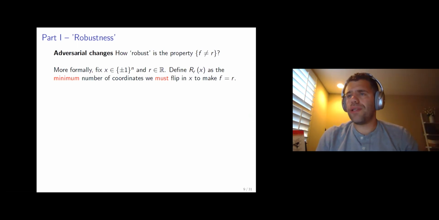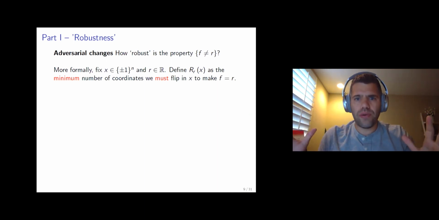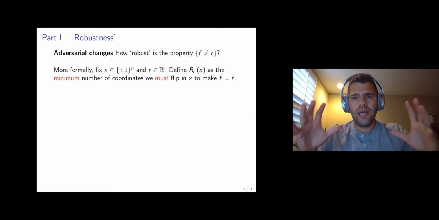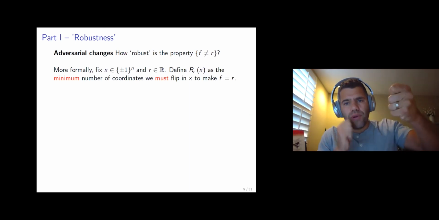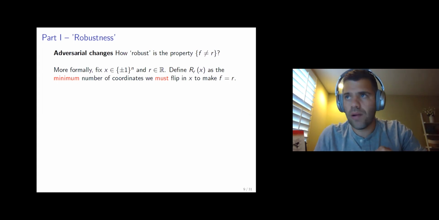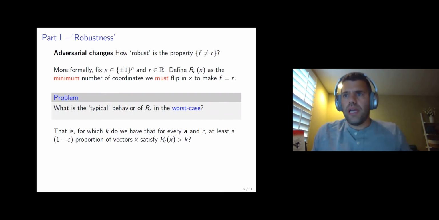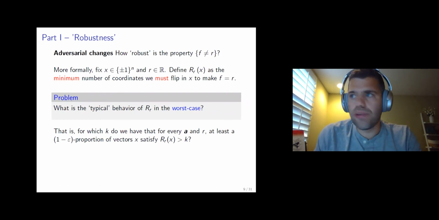So if you think about it, I give you an x, and we can look at the set of all the solutions to f equals r in the Boolean hypercube. And now for every vertex in the hypercube, I can ask what is the Hamming distance from a solution. The main problem that we were concerned with is the typical behavior of this parameter in the worst case scenario.